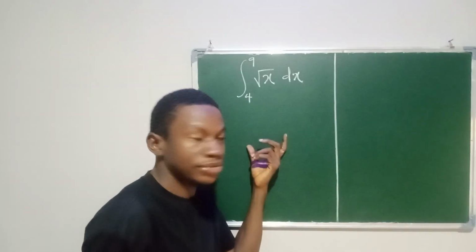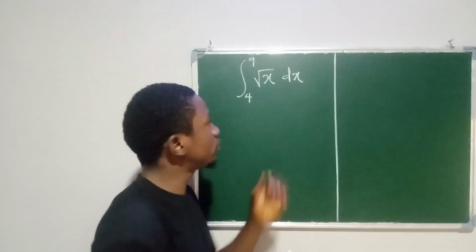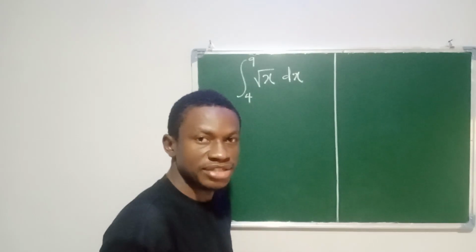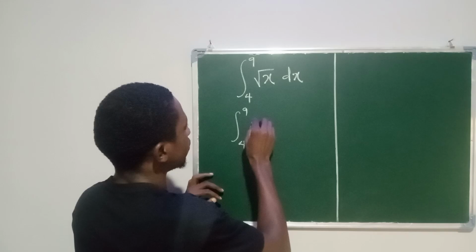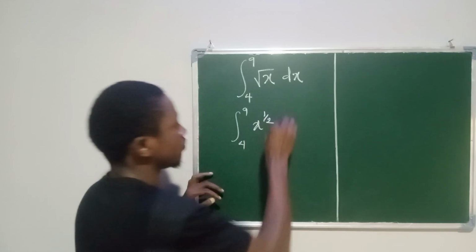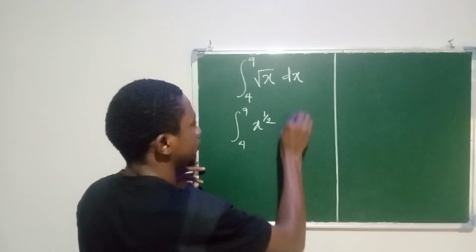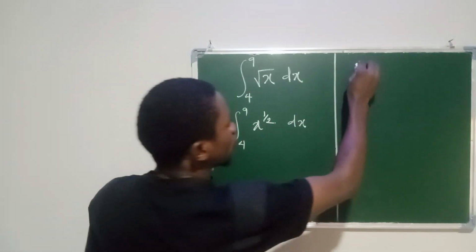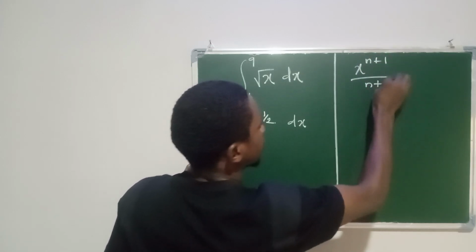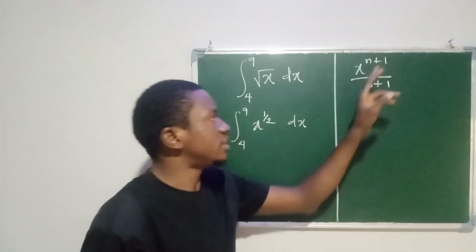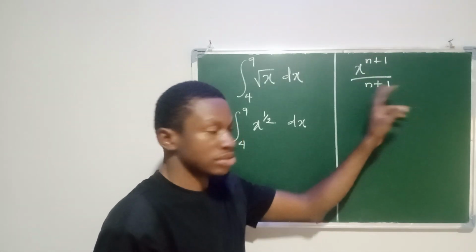So here is another problem. And once again, we have to see how we can transform this into index form. So let's go again. We have the integral from 4 to 9 of x raised to the power of 1 over 2. The square root of x is the same thing as x raised to the power of 1 over 2. Now, if we go by the formula we established earlier, we just have to add 1 to the power and then divide all through by the power plus 1.